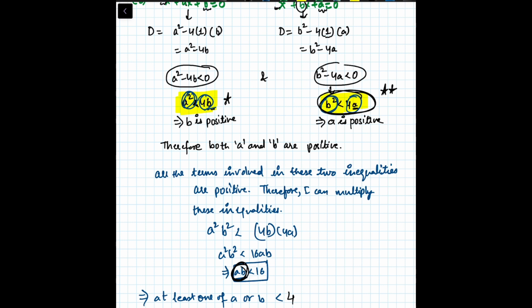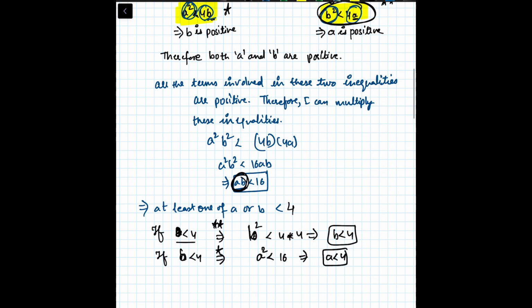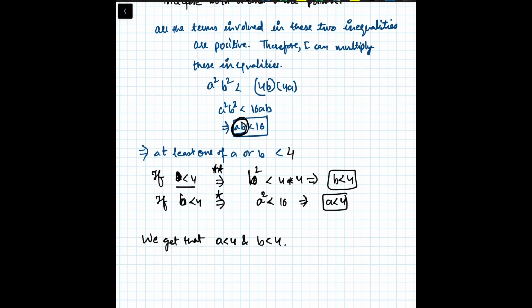And if b is less than 4, then star implies a square is less than 16, so that gives a less than 4. So in a sense, we get that a is less than 4 and b is less than 4, right? So a is less than 4, b is less than 4.